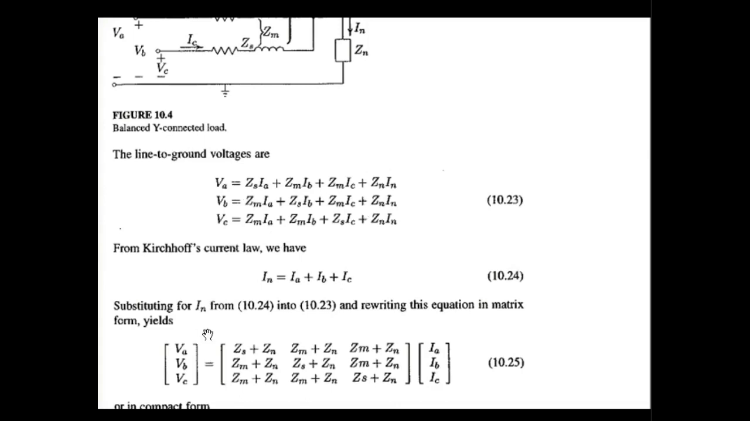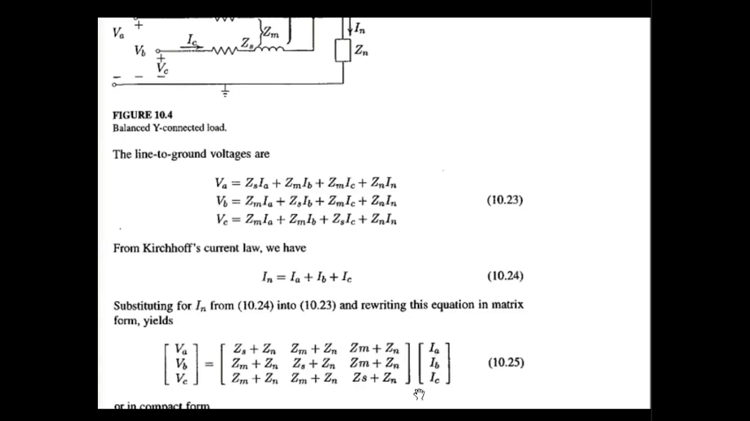Right, ZS plus ZN, and this is the term. What will be the coefficient of IB? Sir, the same, what is given will be added with ZN. Right, ZM plus ZN. Is it okay for VA? And this is the matrix form regarding those coefficient extractions. So VA in terms of IA, IB, IC: all the unbalanced phasors are on the left side, and phasor currents on the right side.